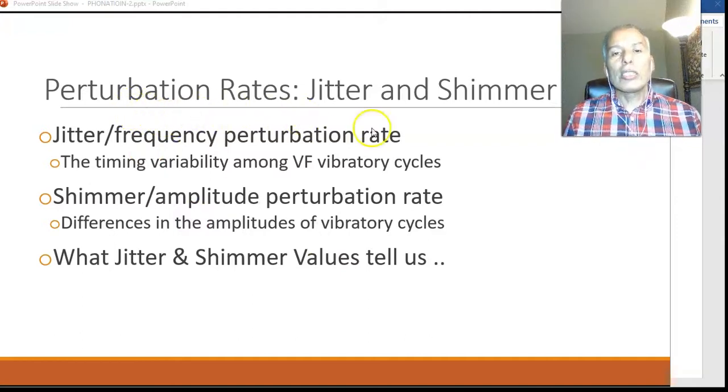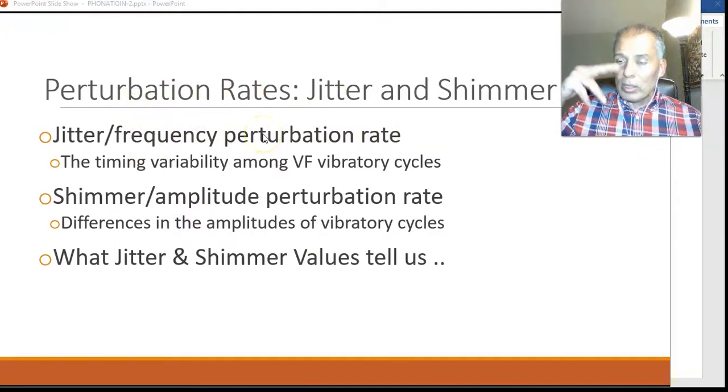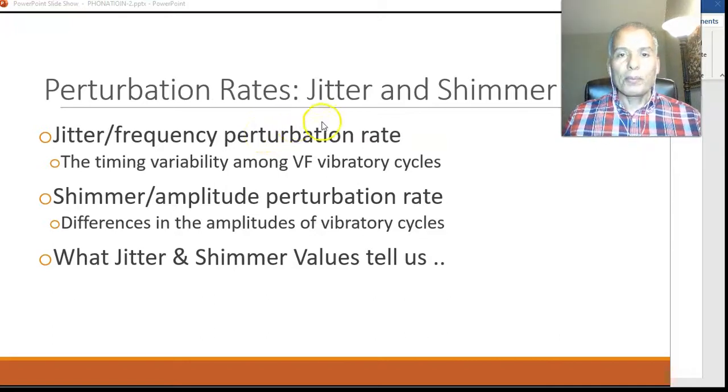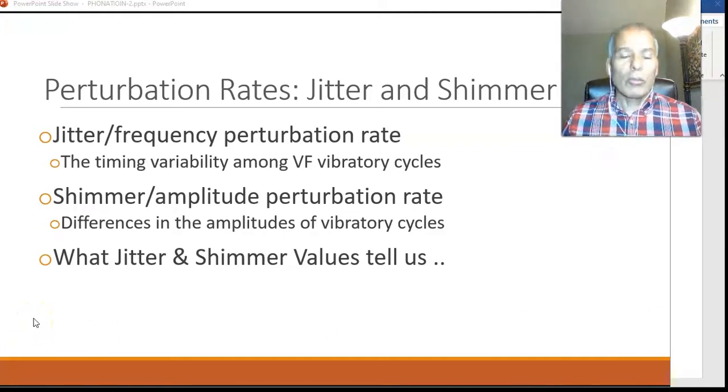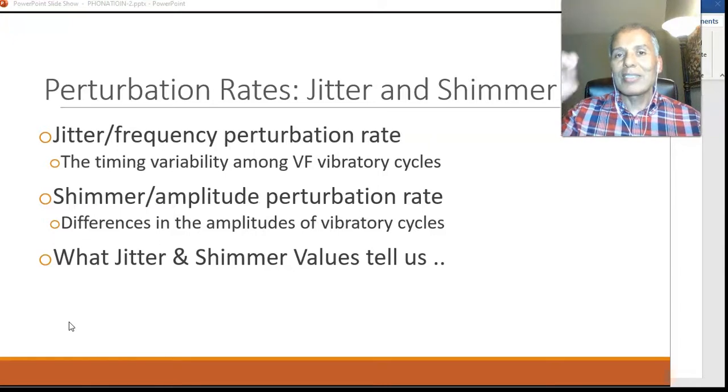And then perturbation rates. These are changes from cycle to cycle of vibration. If the changes involve frequency, we call this jitter. And if the changes involve loudness, we call that shimmer. So imagine that you have a tone that is made of 100 waves. You have electronic measurement systems that are going to measure every single cycle. And if you say periodic, it should mean that every cycle is the same. But that is not the case in vocal folds.